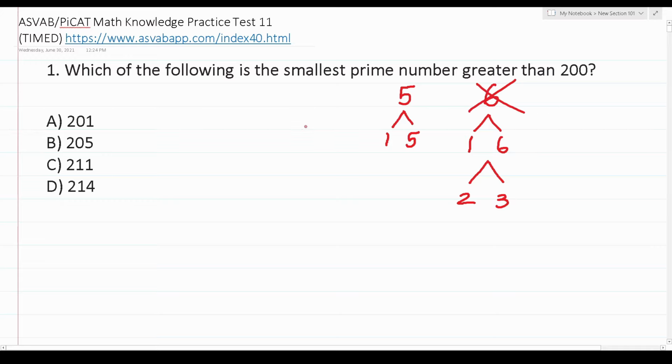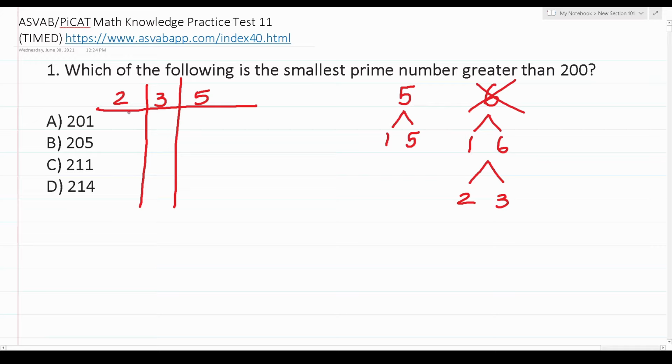So with that definition in mind, let's talk about divisibility rules and how we can use them to check if a bigger number is prime or not. Well, we're going to take divisibility rules for 2, 3, and 5, and we're going to apply them to all of our answer choices because if a number is divisible by 2, 3, or 5, then it can't be prime.